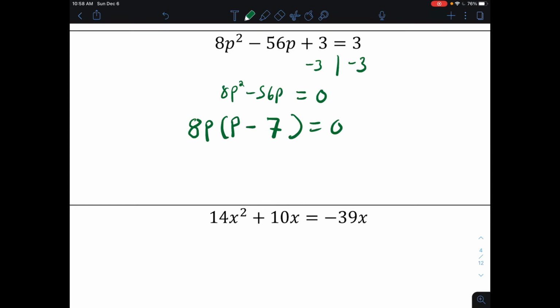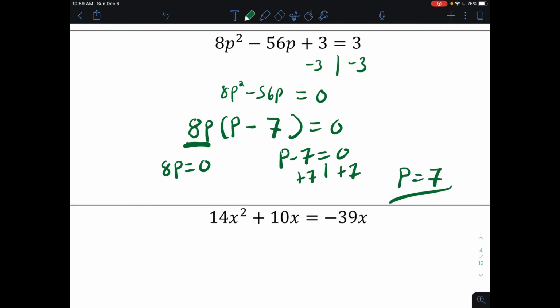Now from here, what you're going to do is you're going to set the two factors equal to 0. Well, one factor is the 8p, and the other factor is what's in parentheses. So I got 8 times p is equal to 0, and I got p minus 7 is equal to 0. And then we'd solve for p in both cases. So I'd add the 7 over for this one. I get p is equal to 7. And then for my other expression, I would divide by 8, and that's just going to give me p is equal to 0. So my two answers here are 0 and 7. Let's go confirm that in Desmos.